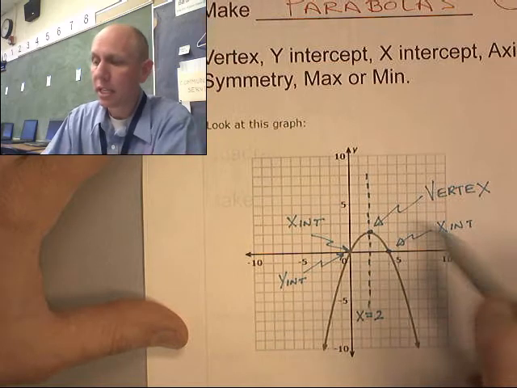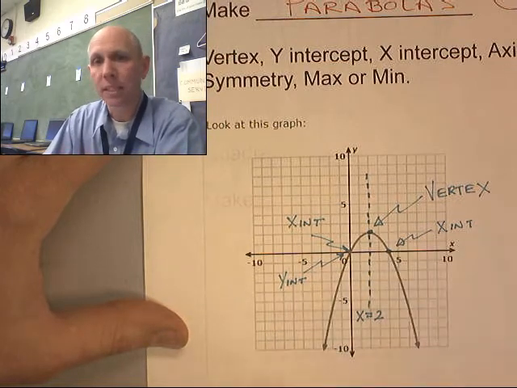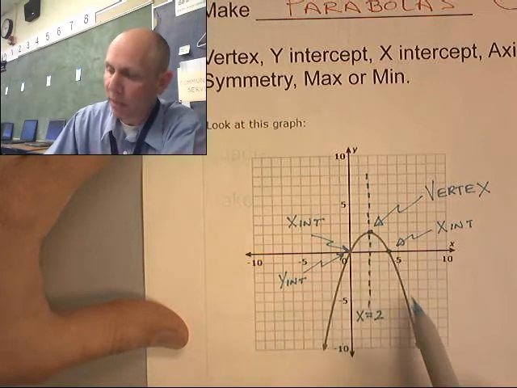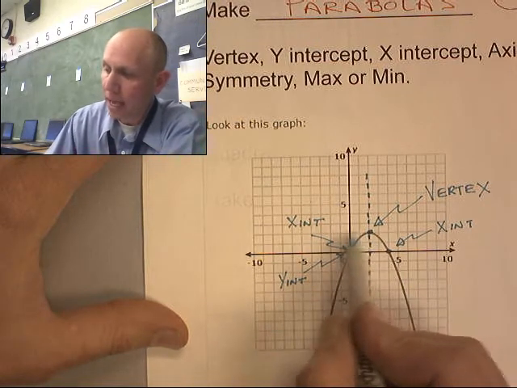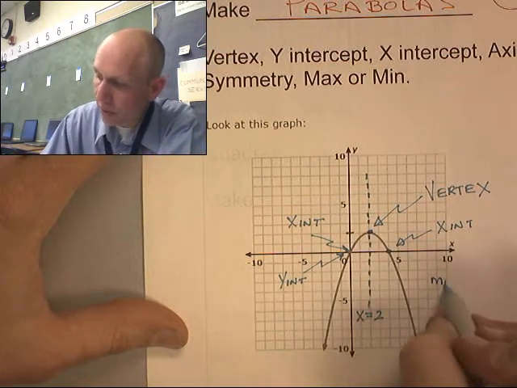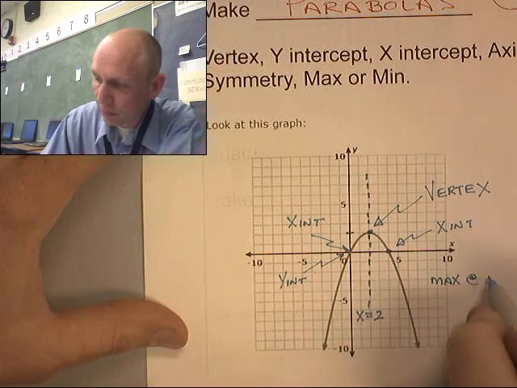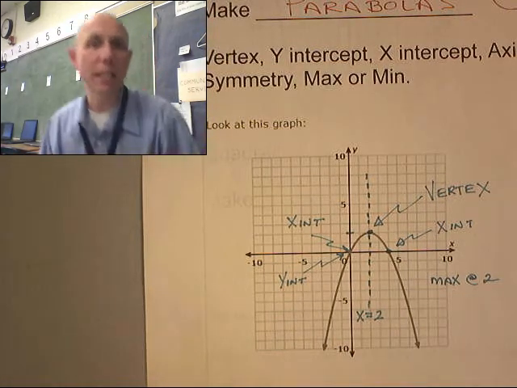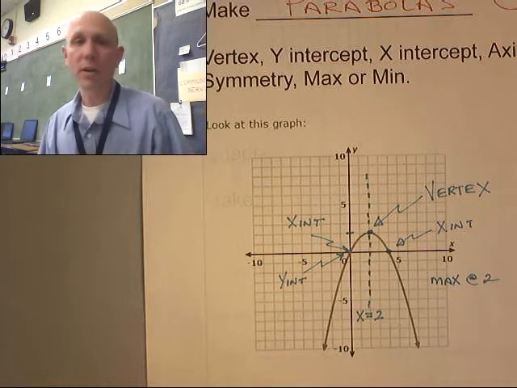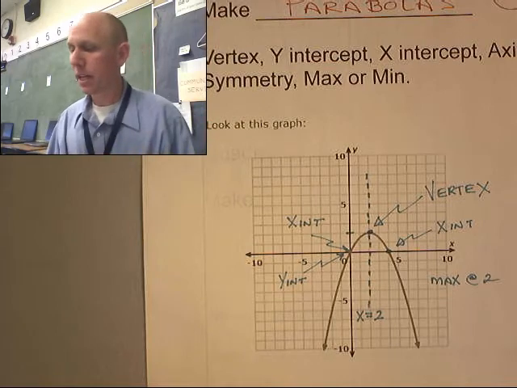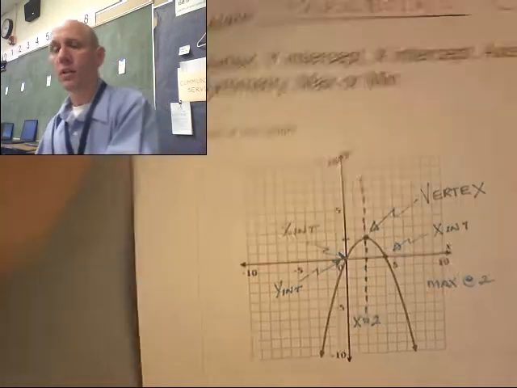And our final thing is, is this a minimum or a maximum? Well, this is a maximum. The curve comes up to a maximum height and it comes down. And that maximum is occurring right here at 2. So let's put that, a max at 2. Those are all the pieces of this parabola. We have the vertex, we have the intercepts, we have a max or a min, and we have the axis of symmetry. So let's do another one. Those are the pieces we need.